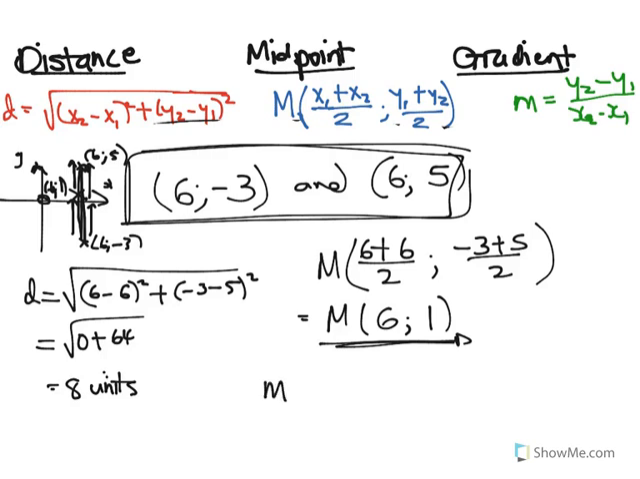And then finally, the gradient we're expecting to be undefined because this is not the kind of mountain we want to climb. So difference between my y's, so let's say 5 minus minus 3, and then difference between my x's is 6 minus 6, so I've got 5 plus 3, which is 8, divided by 0, and so the gradient is undefined.